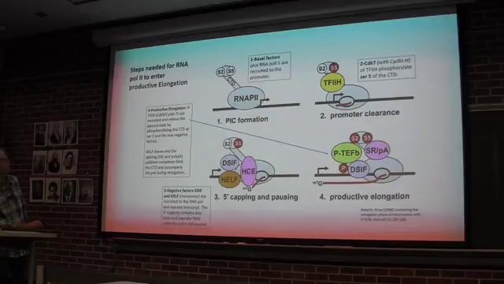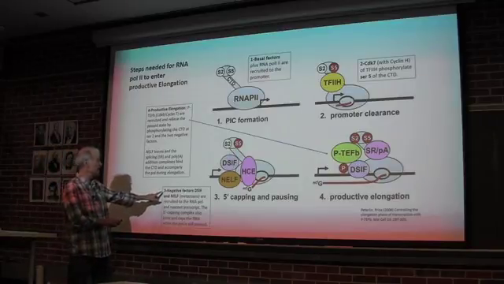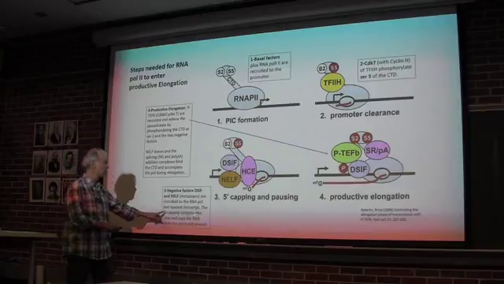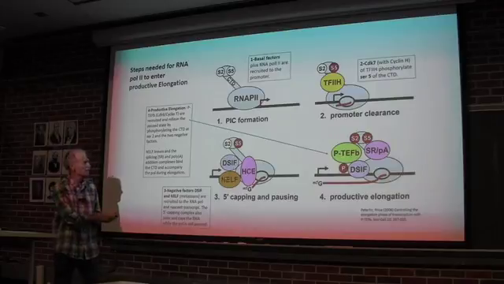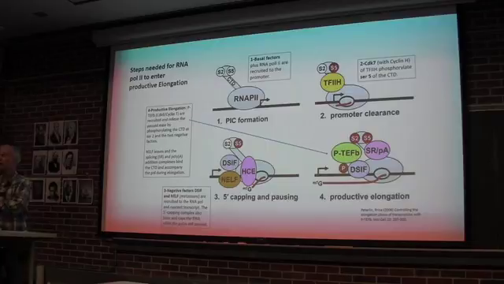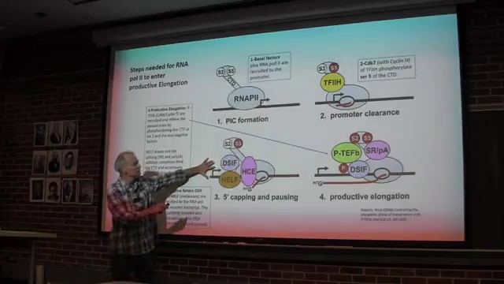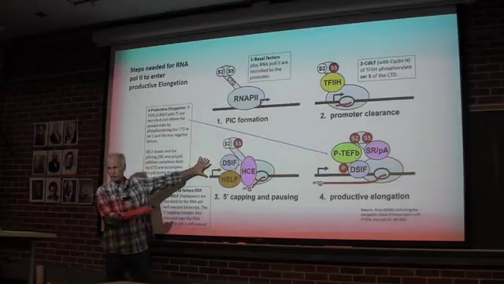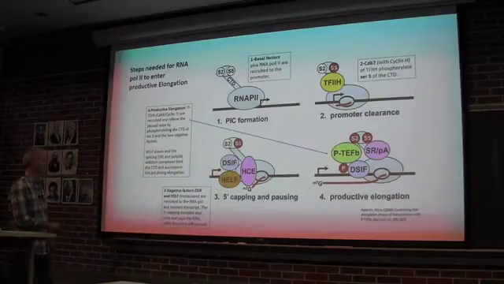The PIC formation, promoter clearance 3. In step 3, the negative factors and the capping complex join. We don't know exactly how the negative factors make the pause happen. Are they anchored to basal transcription? Are they still anchored to the scaffold? It could be as simple as that.